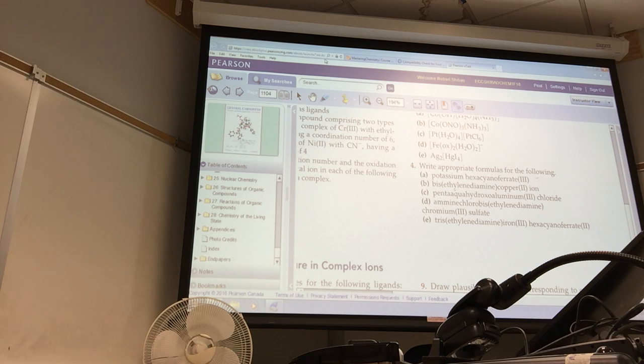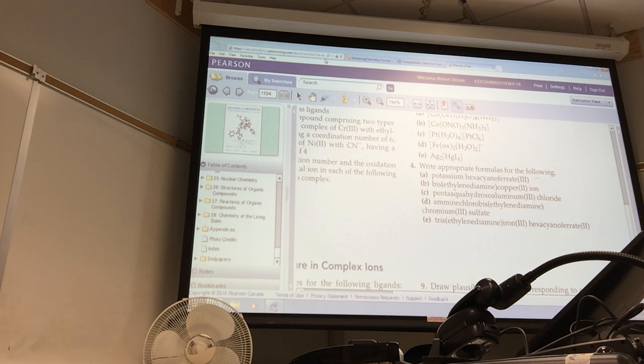But is it alphabetical according to name or according to formula? When we name these things, we do it alphabetically according to name. When we write the formula, we do it alphabetically according to formula. Can you believe that? It's ridiculous, but that's the way it is. They make it more confusing and complex than it should be. They should just do it alphabetically according to name. That'd be easier.